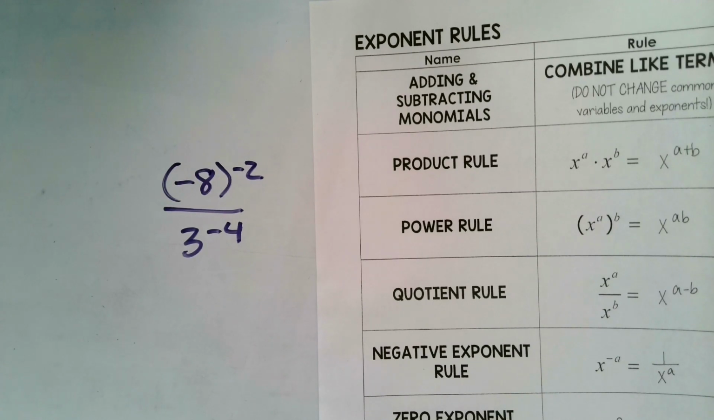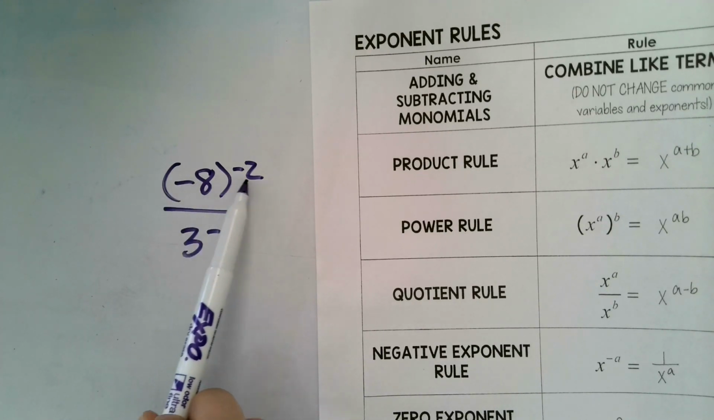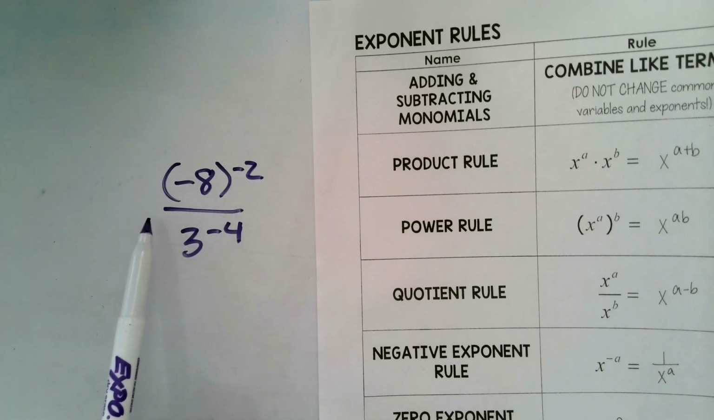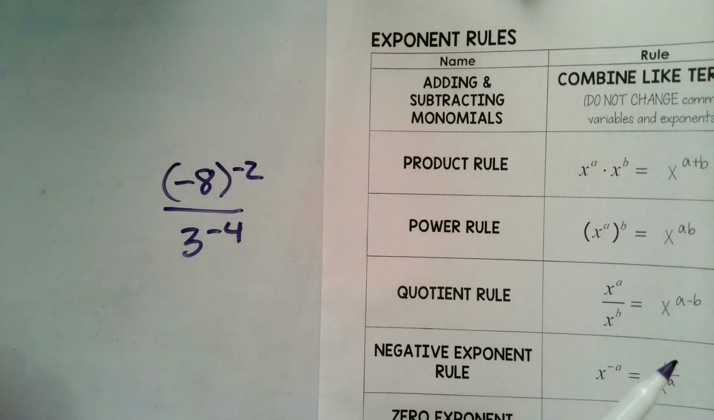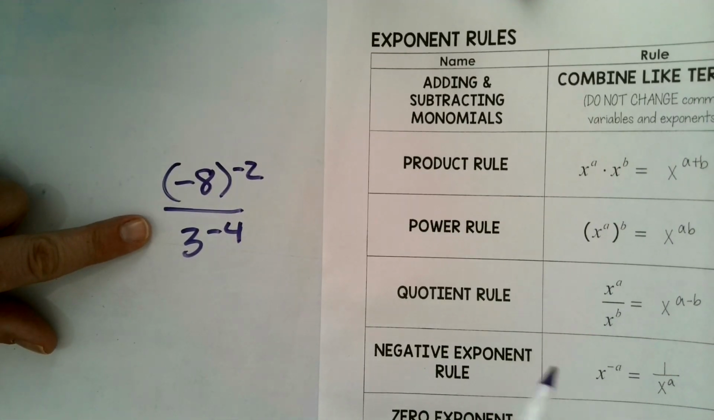Okay, this is a little bit more exciting one here. Guys, I want you to remember that you cannot do any of the quotient rules unless you have the same base. So here our base is negative 8 and our base is 3. So we have to simplify the top and then we're going to simplify the bottom, okay? So the first thing we are going to do is deal with the negative exponents.